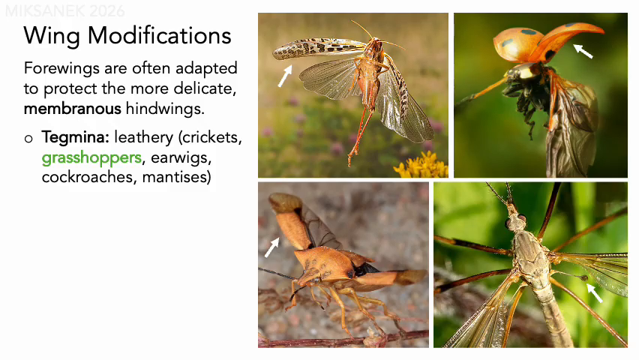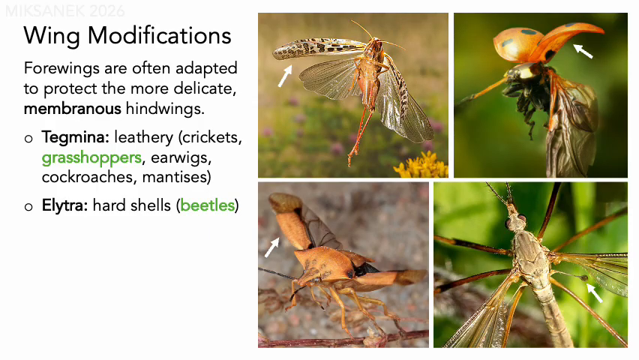The first modification we'll see are called tegmina. Tegmina is just a leathery thickening of the wing overall. So tegmina are these leathery, thickened forewings. We see those in crickets and grasshoppers. We see them in earwigs. We see them in cockroaches. We see them in praying mantises. They all have tegmina. So those forewings are leathery.